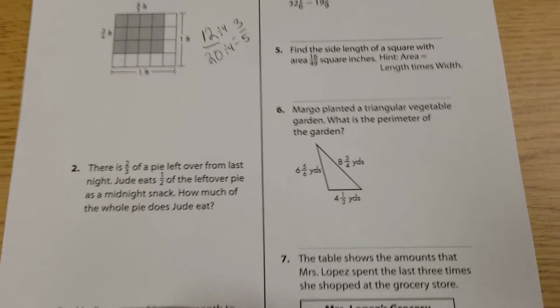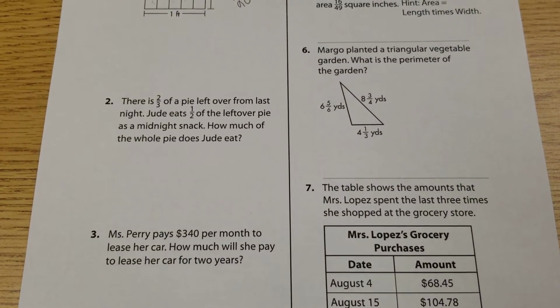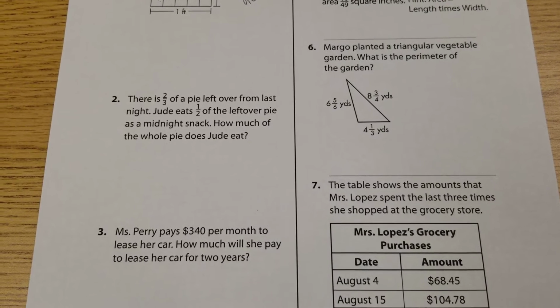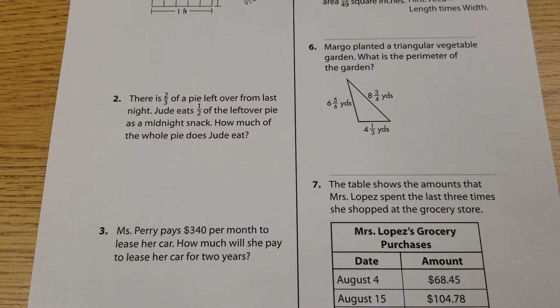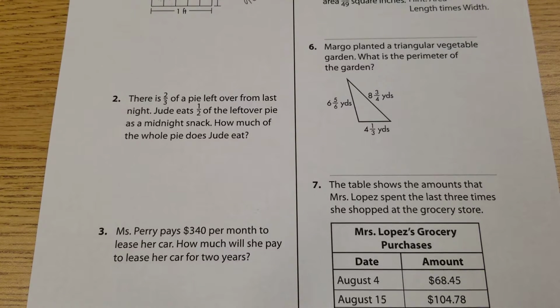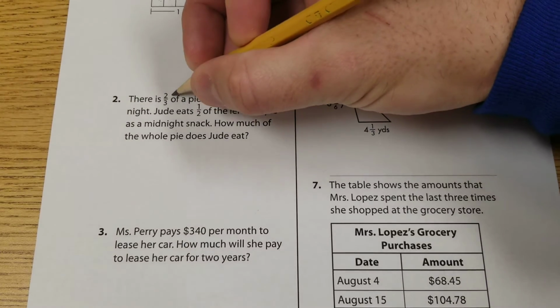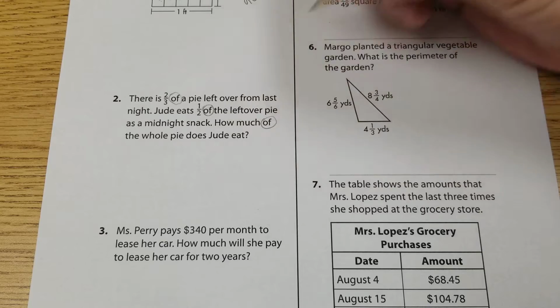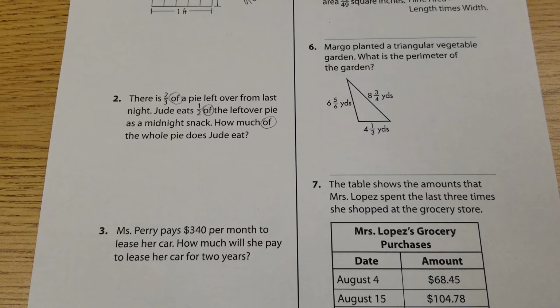For the second one, there is 2/3 of a pie left over from last night. Jude eats 1/2 of the leftover pie as a midnight snack. How much of the whole pie does Jude eat? Now, I've noticed that some of you are getting confused with the word "of," because we have "of a pie" here and "of a" here, and then we have "of" here. Now, we know "of" means multiply, but there's 3 "of"s, so what does that mean?